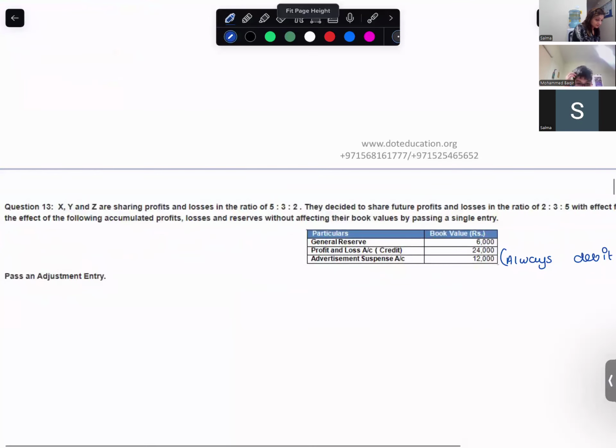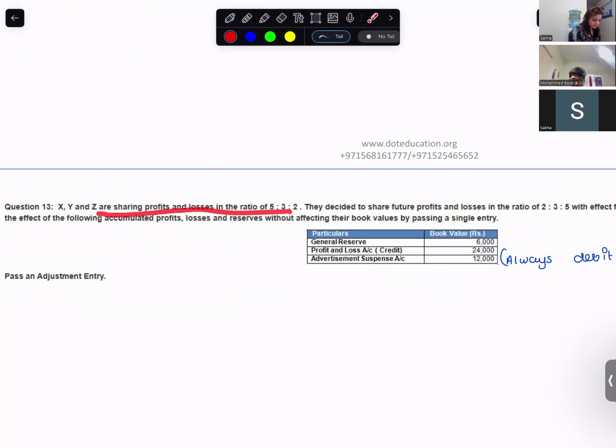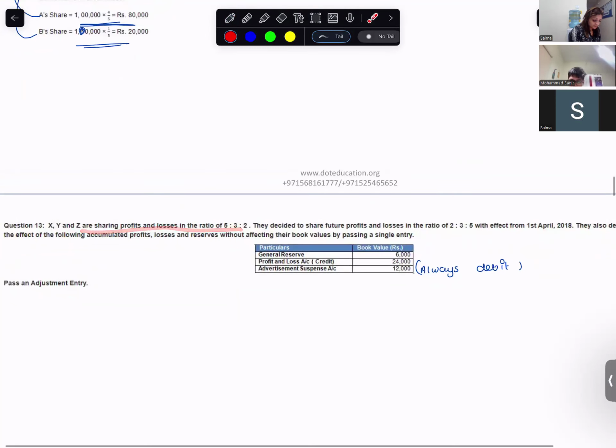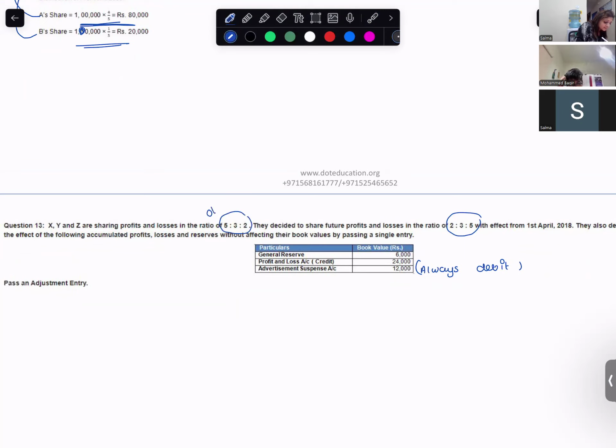X, Y, and Z are sharing profits and losses in the ratio 5:3:2. They decided to share future profits and losses in 2:3:5. What does this mean? This means that there is a change in PSR. If there's a change in PSR, what does that mean?